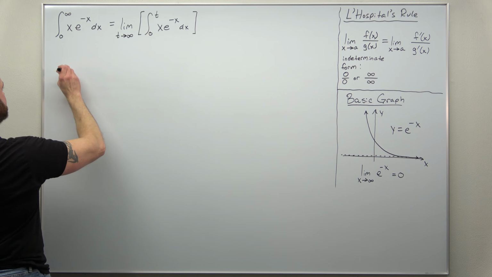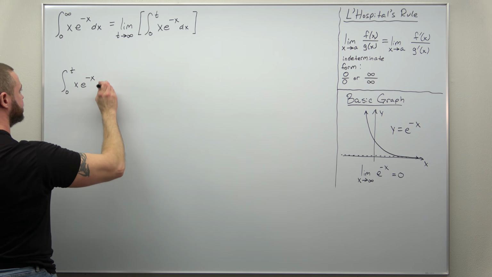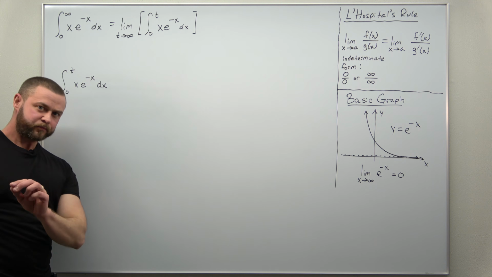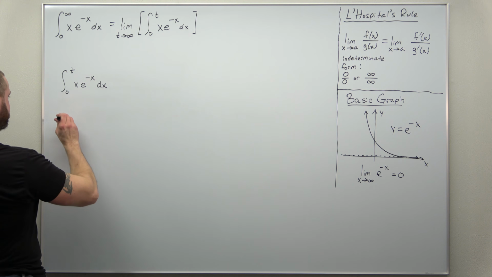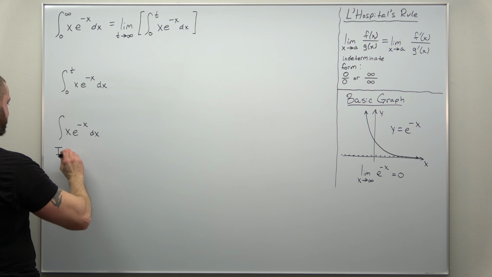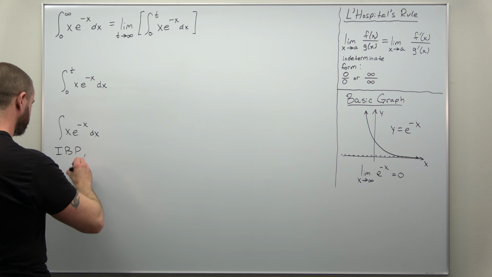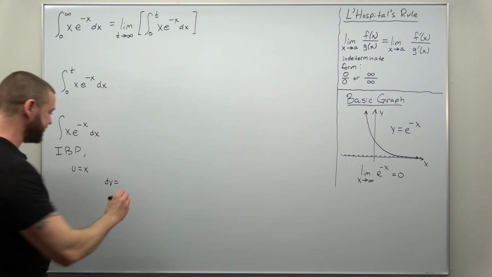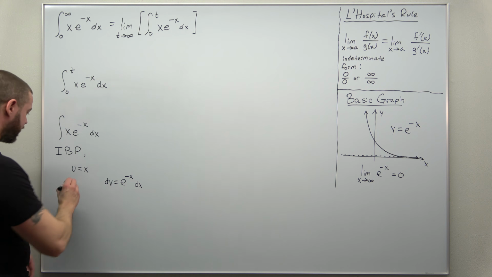We're going to evaluate our integral from 0 to t of x times e to the negative x. And this is going to involve integration by parts. So let's go ahead and find the antiderivative first, and then we'll apply the limits. All right, and if we integrate by parts, we'll choose our u as x, and our dv as everything else, e to the negative x dx.